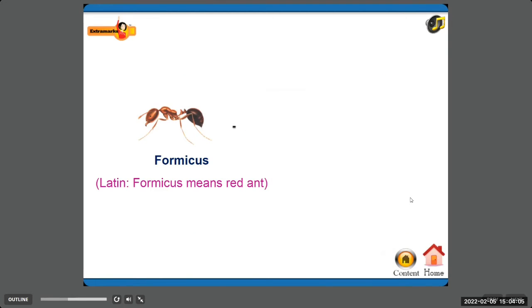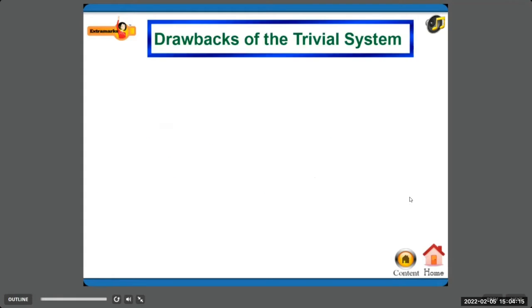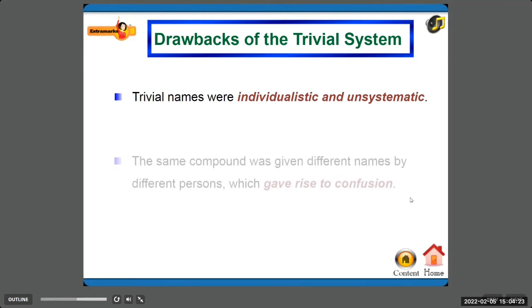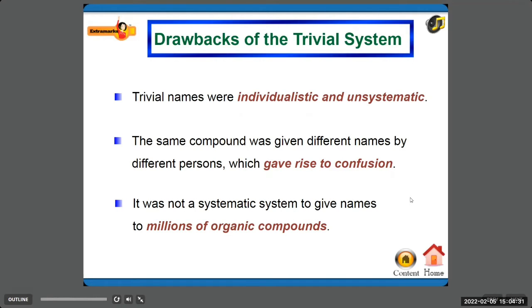For example, formic acid derived its name from the Latin word formicus, which means red ants, because the compound was first obtained from the red ants. Let us discuss some drawbacks of the trivial system. Trivial names were individualistic and unsystematic. The same compound was given different names by different persons, which gave rise to confusion. It was not a systematic system to give names to millions of organic compounds.